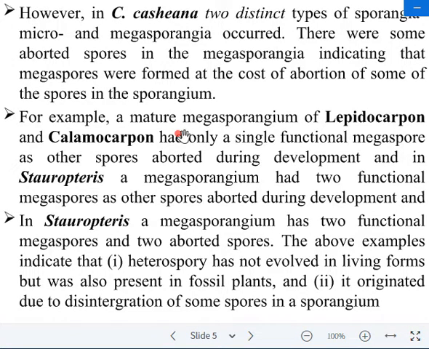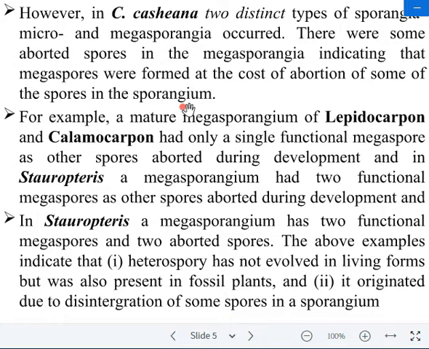You may say that in primitive times, mostly some species of fern have been reported as heterosporous. However, in Clamostichus cassiana, two distinct types of sporangia, micro and megasporangia, occurred. There were some aborted spores in the megasporangia, indicating the megaspores were formed at the cost of abortion of some of the spores of the sporangia. So during the development of the female gametophyte, what happened?